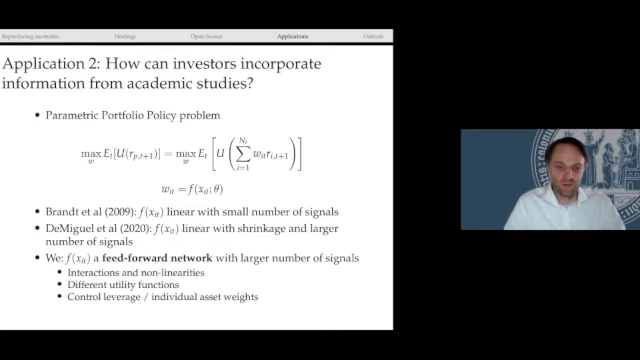What we do, we model f as a feed-forward network with an even larger number of signals. And I say this basically combines these two approaches because it allows for interactions and nonlinearities in the function f very easily. We can also use different utility functions easily, and we can control portfolio leverage and individual asset weights very easily. So I think it's a neat way to introduce feed-forward networks into the parametric portfolio policy problem, via modeling of the weight function f.